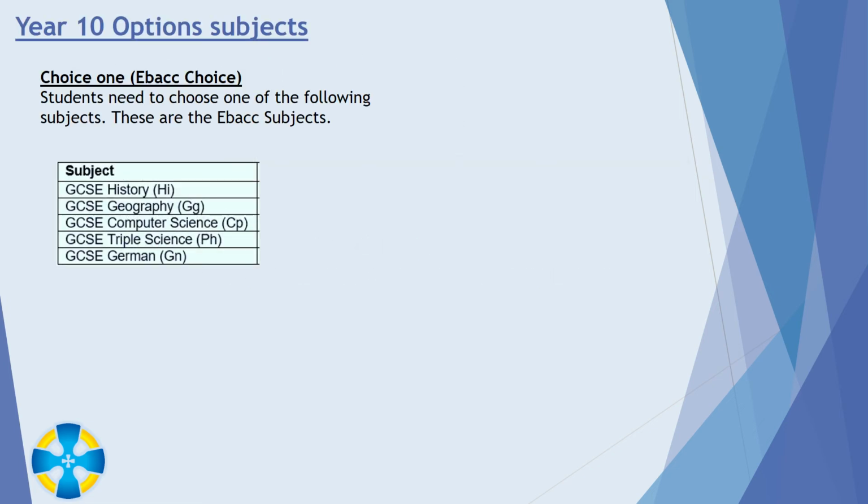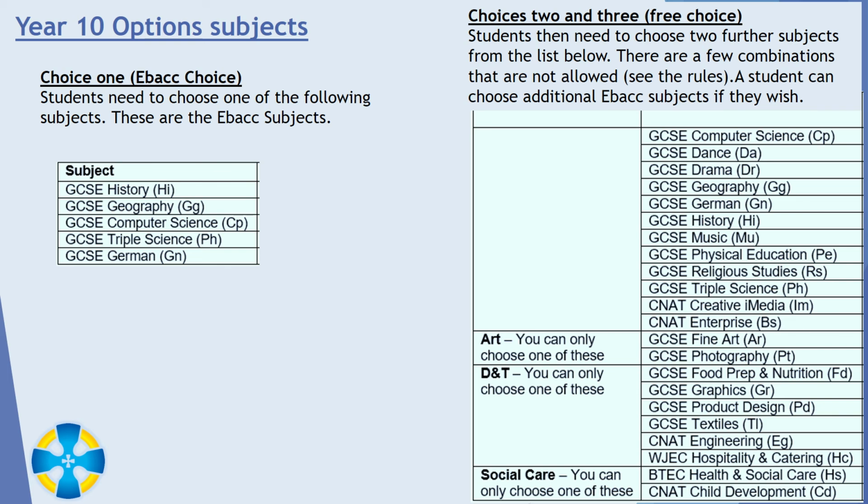So that is choice 1. The students need to choose one of our EBAC subjects, so history, geography, computer science, triple science, or German. And then for choices 2 and 3, the students can choose any of that list you can see there. It can be one of the EBAC subjects, which is also in this list. Obviously, they need to be different.